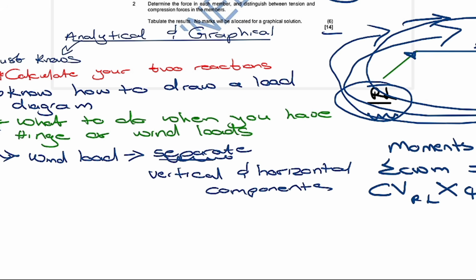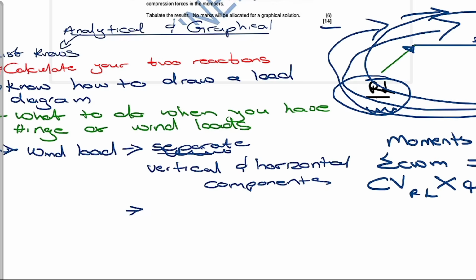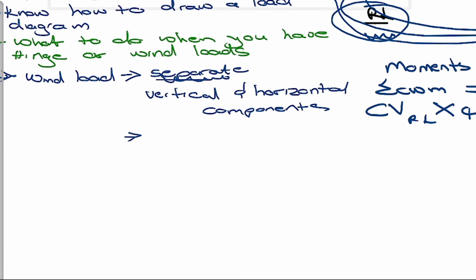And guys, how you do that is not very challenging. You just separate it. Let's say you have a wind load that is acting. So for us, we need a strut. Let's just say we have a diagonal strut acting at this point. We have our load, and then our wind load is acting over here.